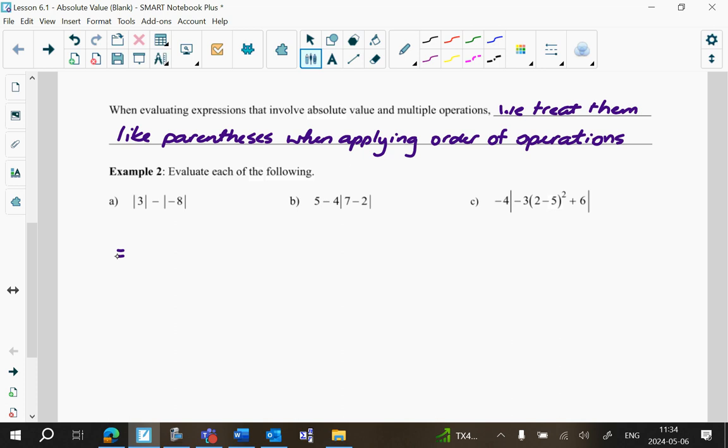Really? So I do nothing with the first absolute value? Okay, so I'm going to do these two, because remember, we work from left to right. So the absolute value of 3 is 3. I'm not touching the subtraction yet. And then I'm taking the absolute value of negative 8, which is positive 8. So I get 3 minus 8, which is negative 5.